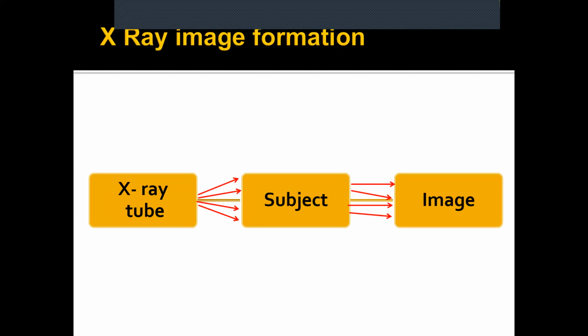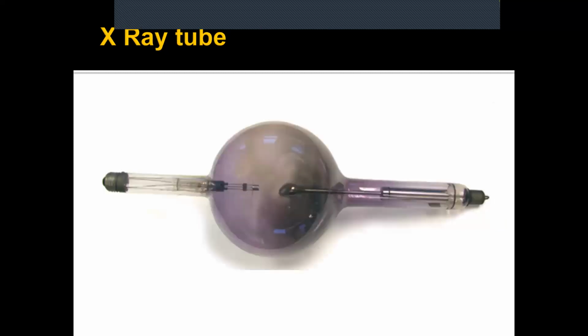This is just the basic principle behind X-rays. You have an X-ray tube, which is the source of the rays. What you're going to do is shine a bunch of beams of X-ray light. They are going to pass through a subject, which is your patient, and then finally they're going to hit an image receptor or a screen on the other side. This is just what an X-ray tube looks like.